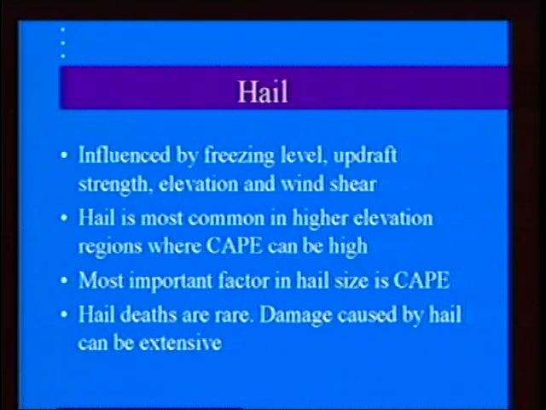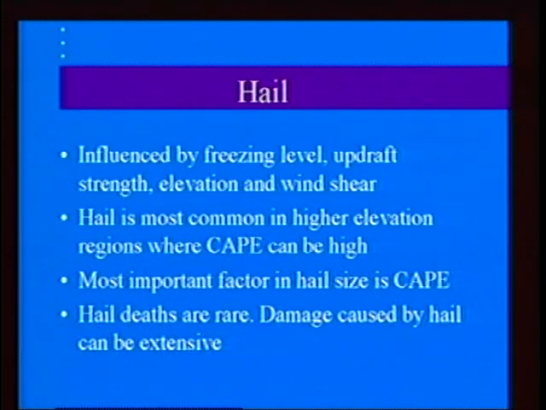Hail is influenced by the freezing level, the updraft strength, the elevation, and wind shear. So if there's a severe thunderstorm that's developed, if the freezing level is closer to the surface or the elevation is higher up, then there's more likely to have large hail, since there's a larger hail growth region in the thunderstorm and there's not as much time for the hail to melt as it's falling toward the surface. The amount of CAPE is very important too. A large amount of CAPE can compensate for all the other factors.